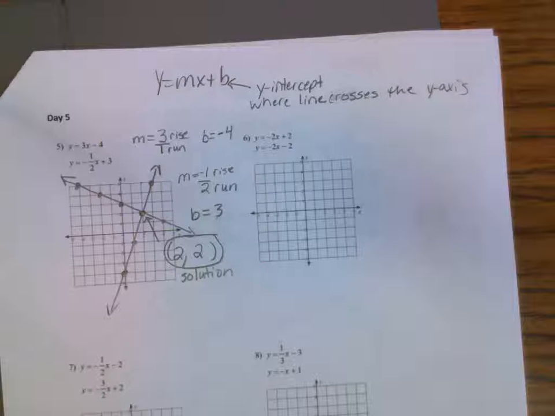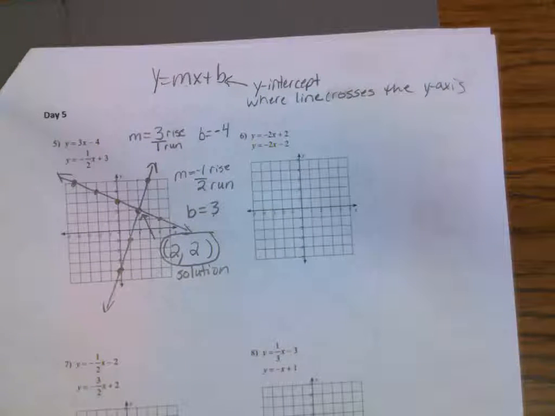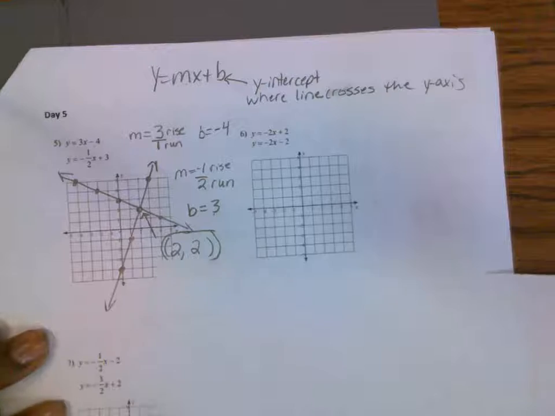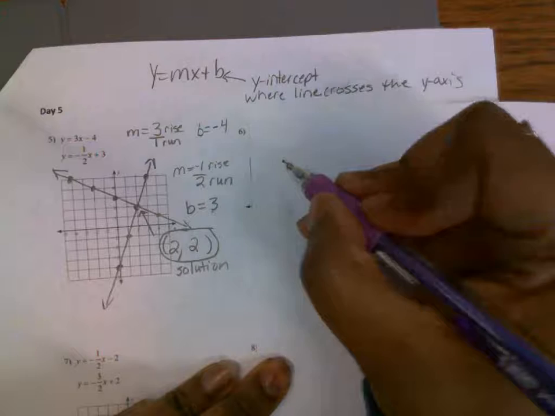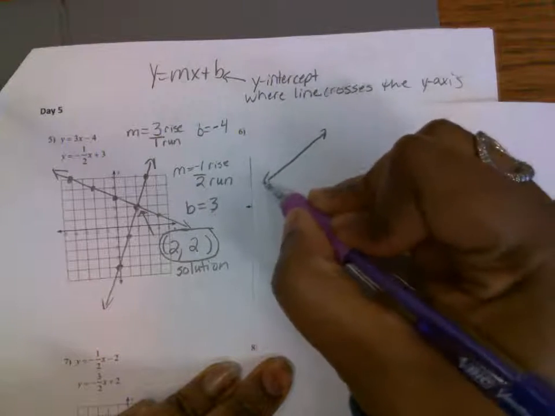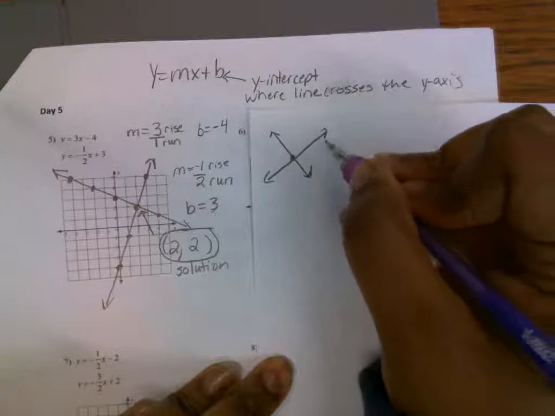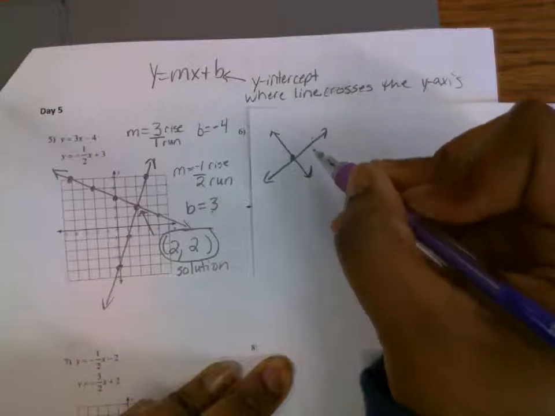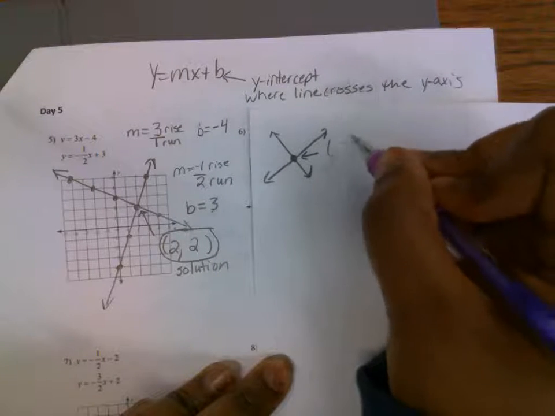Yes. All right. The question was, will there ever be a time where they share more than one point? Remember, because you have just straight lines, a straight line won't loop back around and cross twice. So it's either going to cross at one point, which is going to be the solution, right?